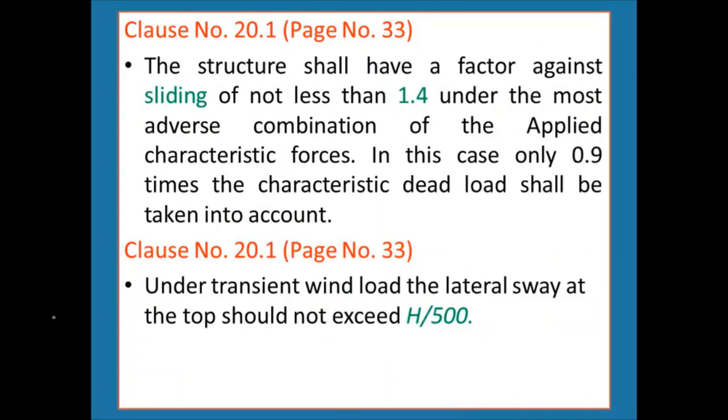The next clause is regarding sliding. The factor of safety for sliding must be greater than or equal to 1.4. Then again, if the dead load causes the resistance against sliding, which obviously it does, in that case it has to be multiplied with 0.9 again. So remember that wherever dead load causes the resisting force or resisting moment, it must be multiplied with 0.9.